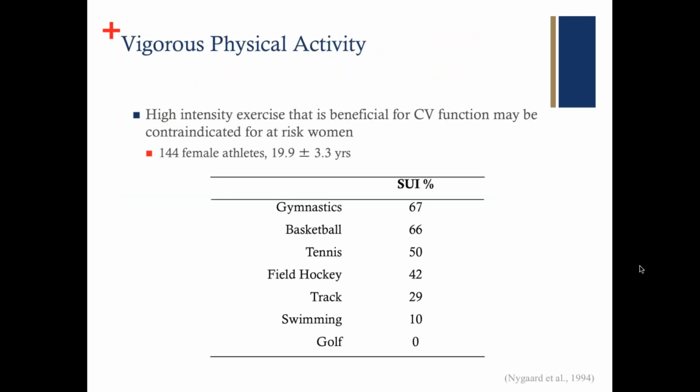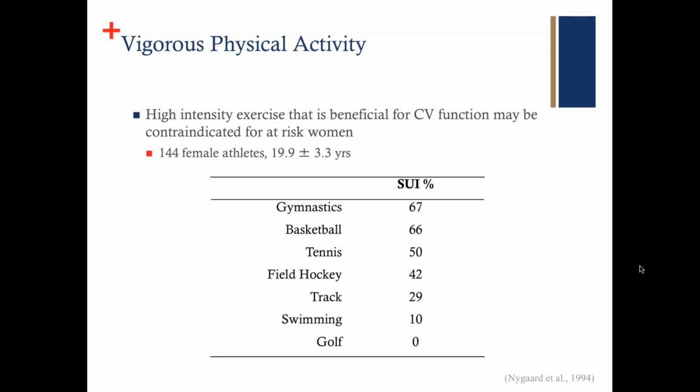Vigorous physical activity. High intensity exercise that is beneficial for the cardiovascular system may be contraindicated for at-risk women. This study looked at 144 female athletes, so this is looking at an athletic population already, and they're young women, about 19.9 years, so we have a mean age of around 20. When we look at participation in gymnastics, basketball, tennis, field hockey, track, swimming, and golf, look at the percentage of women who experienced symptoms of stress urinary incontinence.